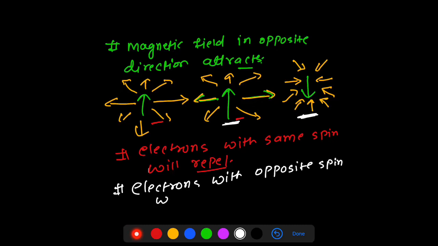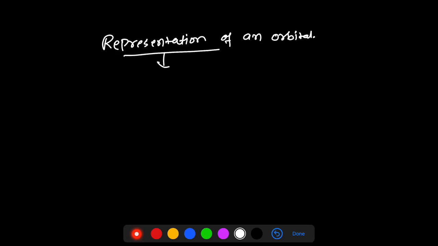So we'll say that electrons with opposite spin will attract. Let's keep these two statements in mind, right? You also understood the logic. Why? Fine. So electrons with opposite spins will attract. Fine. Okay. Now let's see how we represent an orbital.